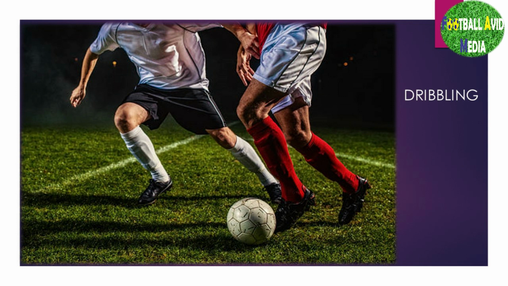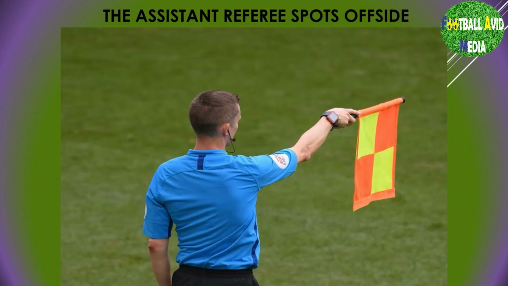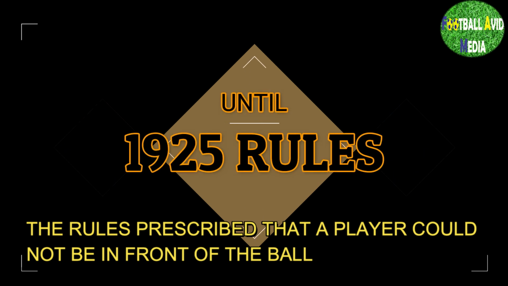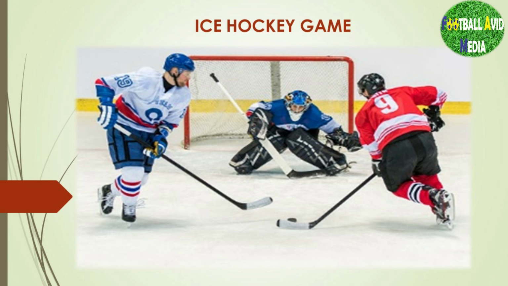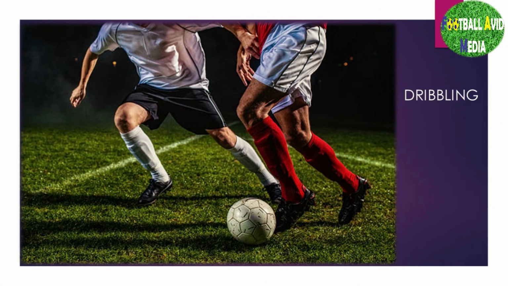The reason for so much dribbling was not only because in those days football lacked sophistication, but much more because the offside rule was completely different from what it is today. Until 1925, the rules prescribed that a player could not be in front of the ball, in some ways more similar to ice hockey than modern football, and therefore had to dribble forward.